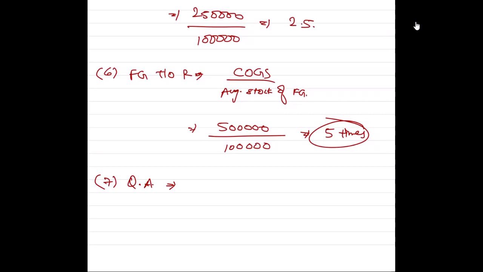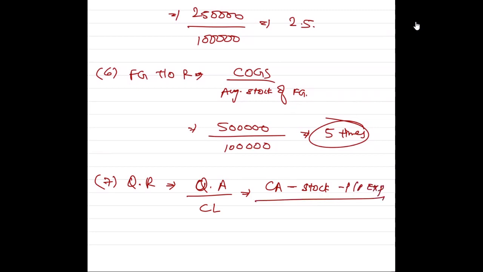So what is the quick ratio? That is your quick ratio, not quick assets. This would be quick assets divided by the current liabilities. Quick assets are nothing but your current assets minus your stock minus prepaid expenses. In this question, we do not have prepaid expenses, so we will just deduct the stock from my current assets.